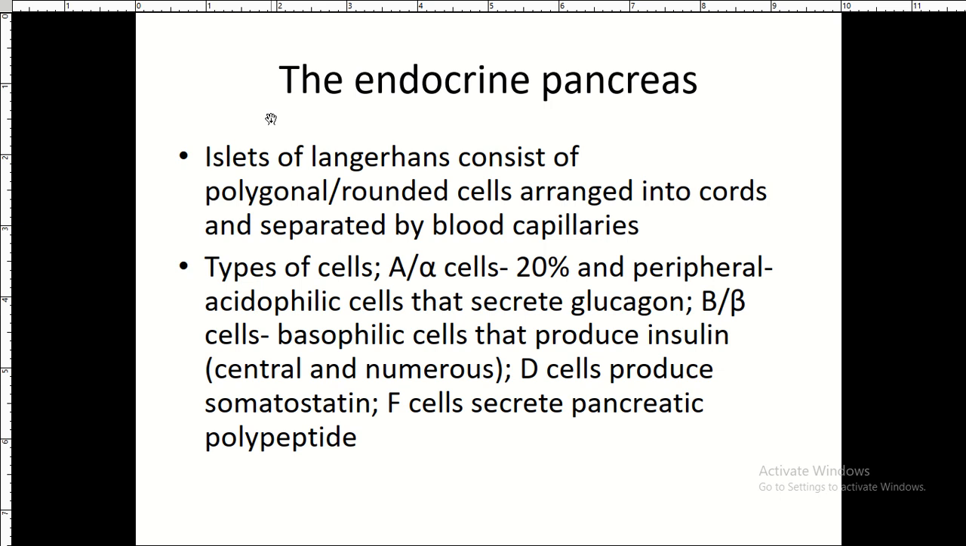Good. And these are numerous. About 70 to 80% of the islets of Langerhans cells are beta cells. These are the cells that secrete insulin. Insulin, right? We also have the D cells that secrete somatostatin, remember the inhibiting hormone. We also have the F cells that will secrete the pancreatic polypeptide.